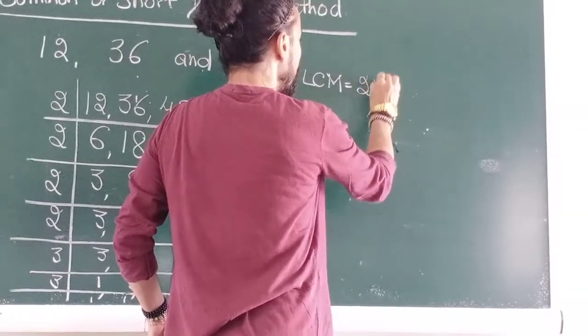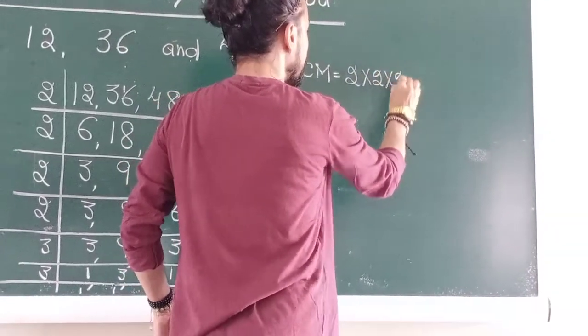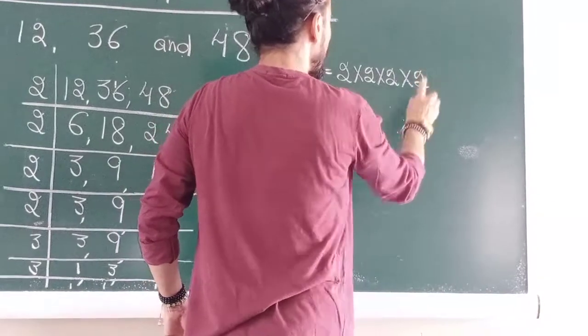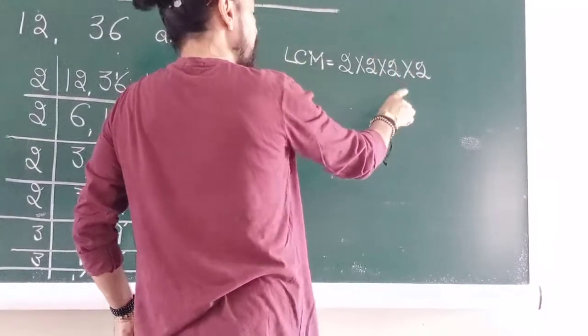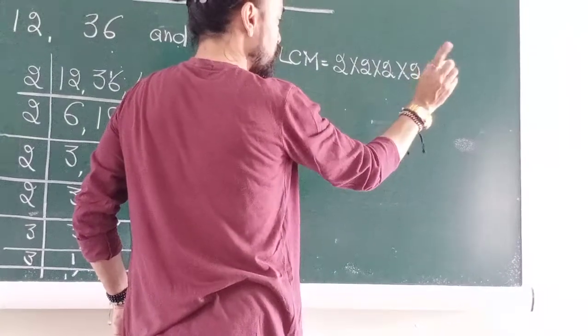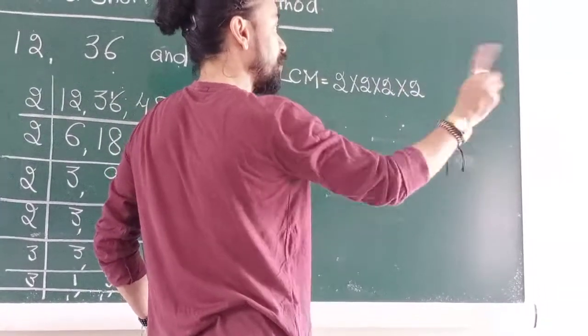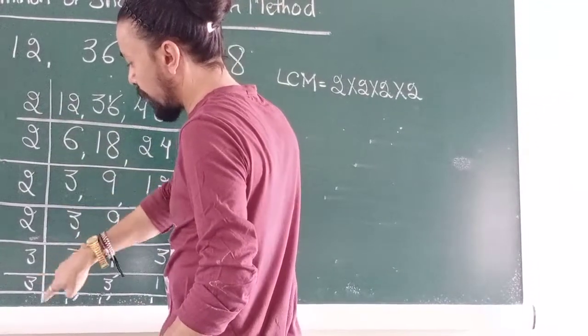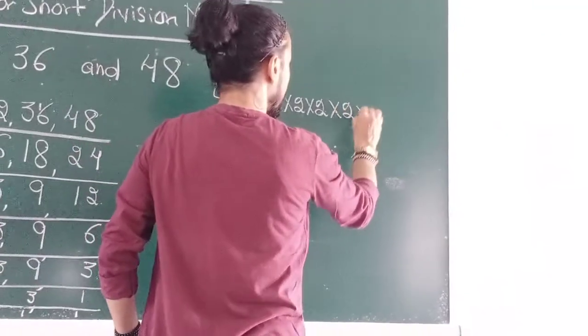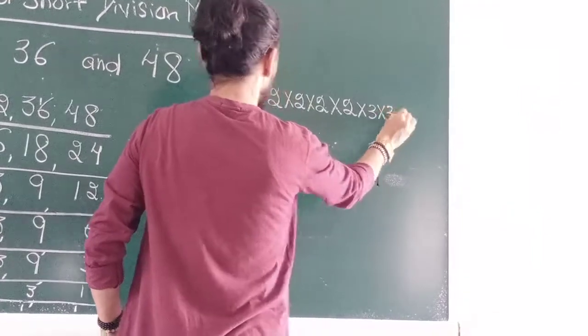How many 2s? 4 2s. Remember, count to make sure that you've done the correct number of digits, or the number that is being repeatedly multiplied, so that you do not write one extra, you do not write one less. 1, 2, 3, 4. How many 3s? 2. 1, 2.